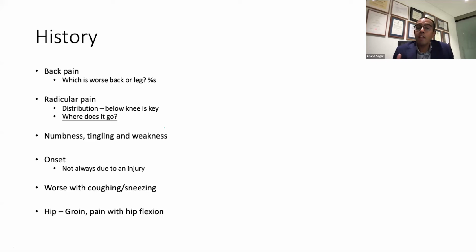Do they find their foot catching on the carpet? Do they find their foot slapping on the floor, suggesting maybe they might have a foot drop? When did it start? Is it worse with coughing and sneezing? And do they have any symptoms of hip or groin pain, which might suggest that it's actually hip arthritis?